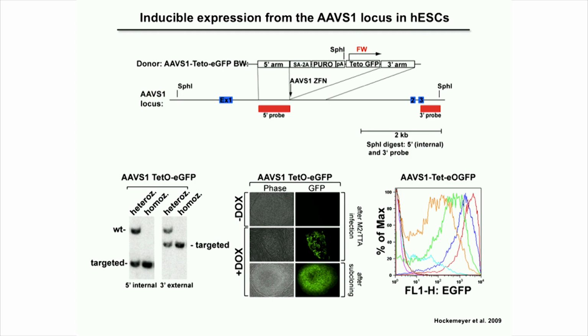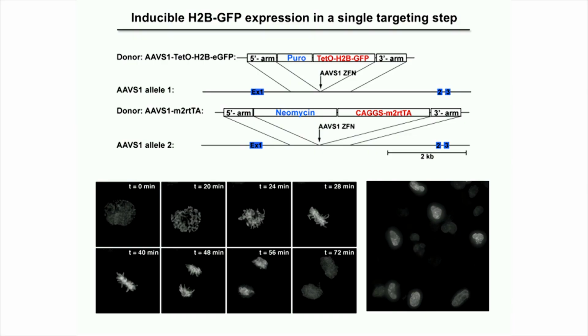With this, we felt very comfortable about this AAVS1. We made one further improvement. In this case, this promoter is dependent on the reverse transactivator. In this experiment, we showed that within a single targeting step, you can generate trans-heterozygous human ES cells. Within one targeting step, you can target one allele of the AAVS1 locus, in this case with a fusion protein of GFP to H2B, a histone variant, and on the other allele the M2rtTA, which will render this promoter active under the addition of doxycycline.